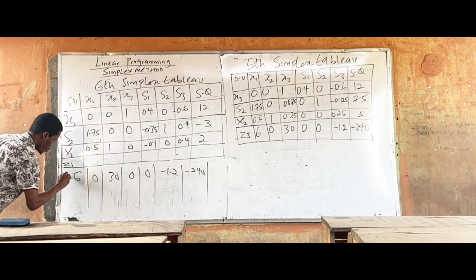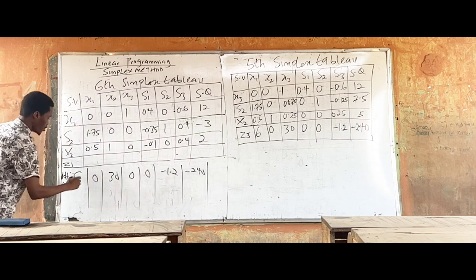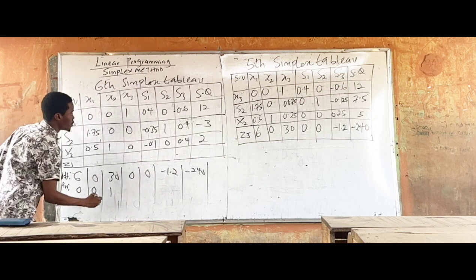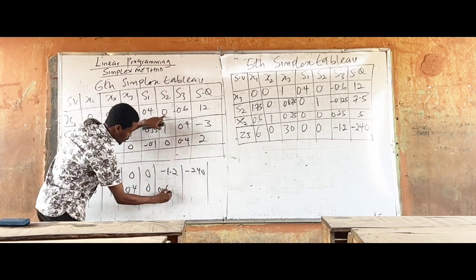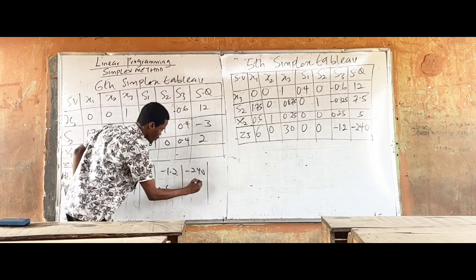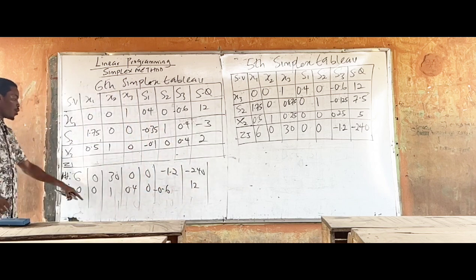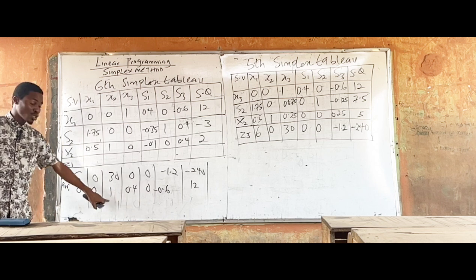New old rule, pivot rule. So I have 0, 0, 1, 0.4, 0, 0.6. This is minus 0.6. Then I have 12. So what am I going to do here? I want to make this one to be 30. How can I make this one? I want to make this one to be 0.